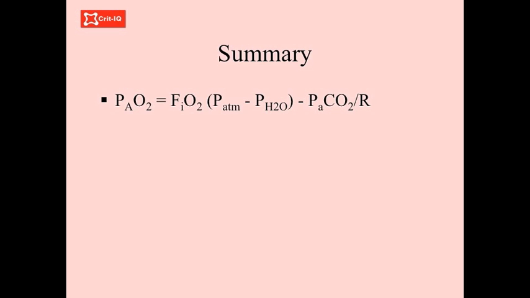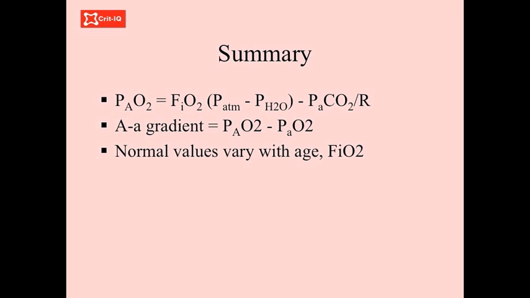In this section, we've discussed the alveolar gas equation, which is used to calculate the partial pressure of oxygen in the alveolus. We've used this value to calculate the AA gradient and discuss the factors that affect its normal range. Finally, we discussed the function of the AA gradient to differentiate pulmonary from extrapulmonary causes of respiratory failure.